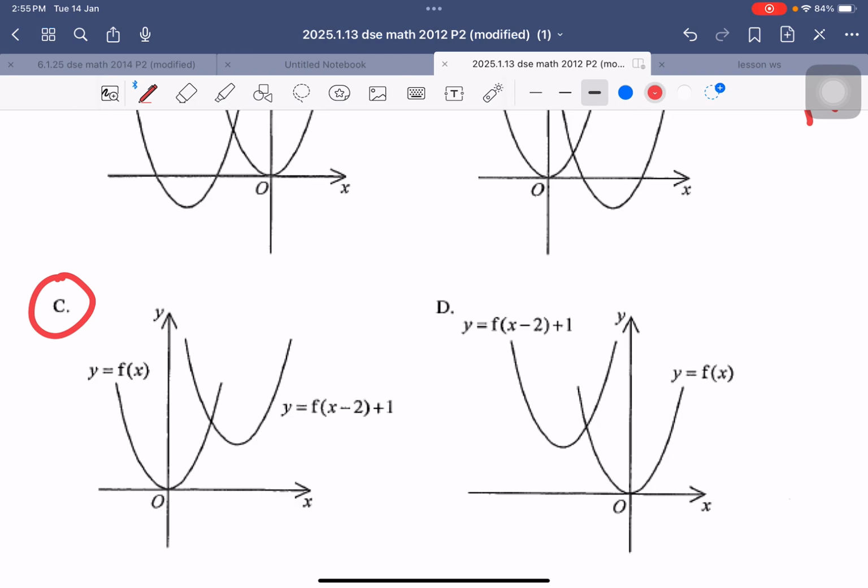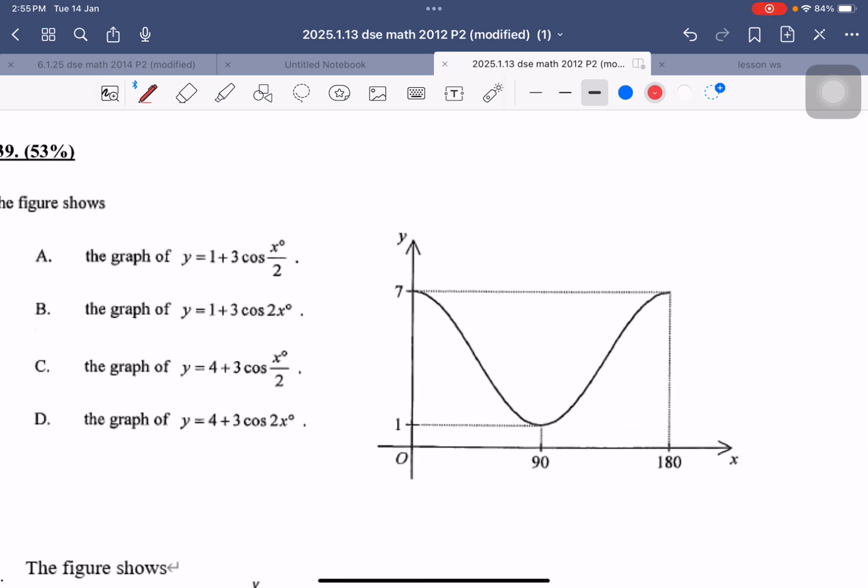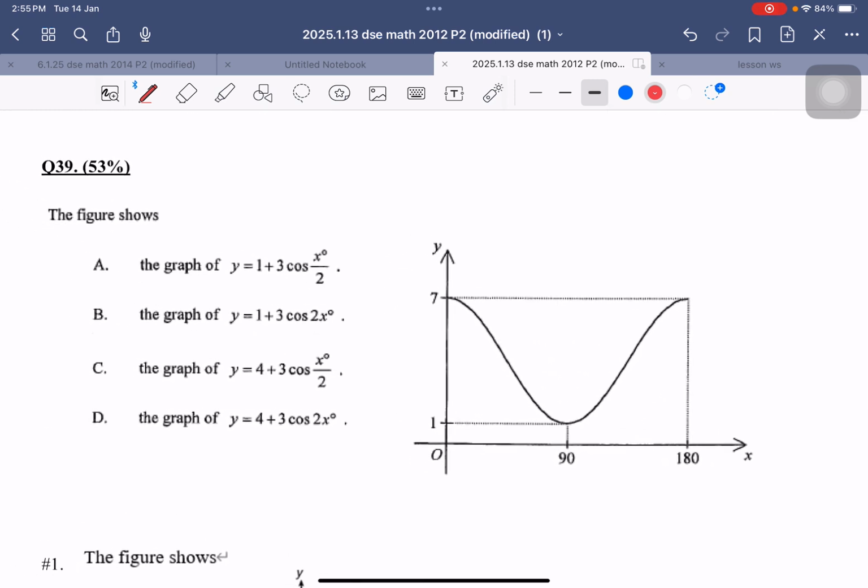All right, next question. Question 39. I didn't think I needed to teach this topic, but I realized this is actually a very easy question. So, St. David's is not here, but we can teach it first so all of you understand this question.